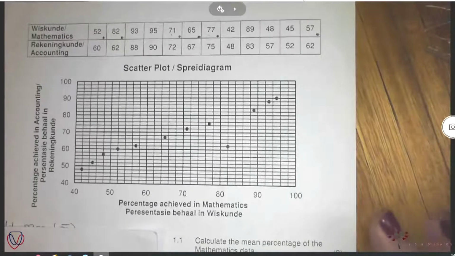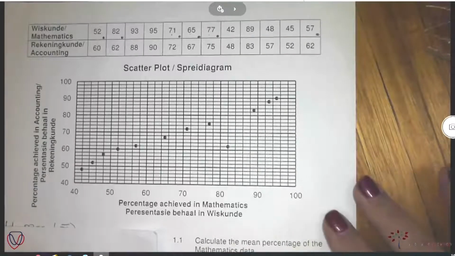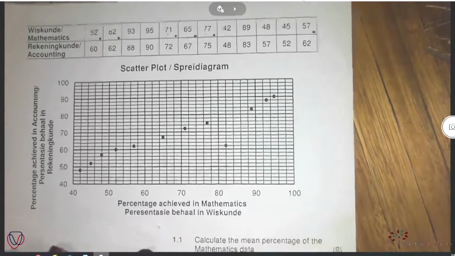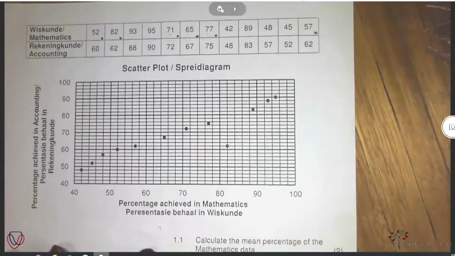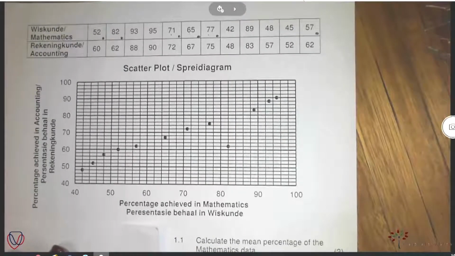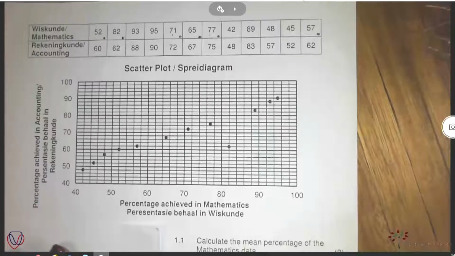in grade 12, they will also ask you for the equation of the regression line. But that will be done by the person who is going to do probability with you, okay? So I left that question out in the scatter plot. But you are going to get the regression line. I promise you. And it's going to be part of your scatter plot.